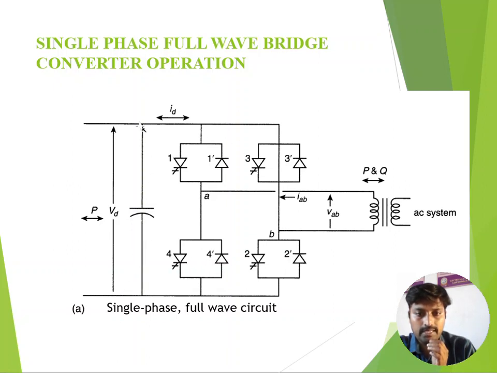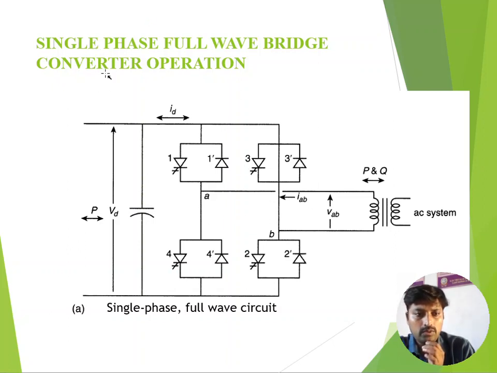So previously you can see that this is a constant capacitance. Then this is a transformer at the AC side to enhance the voltage or reduce the voltage based on our requirement. So this is a basic arrangement of a single phase full wave circuit with 4 valves. Each valve consists of an anti-parallel diode along with the turn off device, for example a GTO.